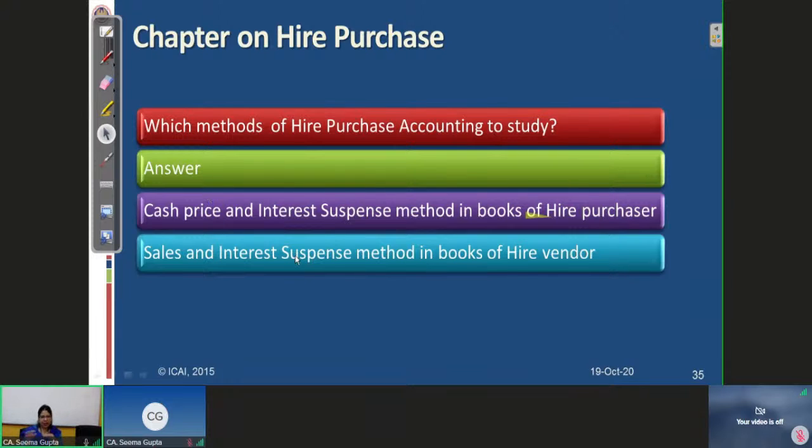So in your July 19 edition of paper 1 new and in July 15 edition of paper 1 old, they are the only methods which have been discussed in the study material. No additional method has been discussed, but there are numerous queries which have been received by us, so that is why we are telling again.